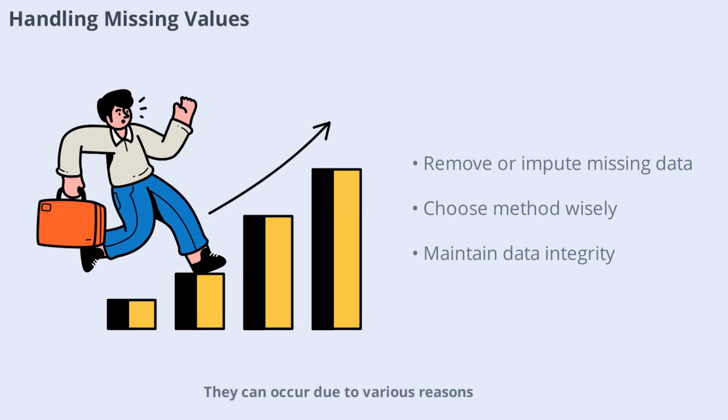Missing values are a common issue in most datasets. They can occur due to various reasons, such as data entry errors or equipment malfunctions. There are several strategies to handle missing values, including removing rows with missing data, filling them with mean or median values, or using more advanced imputation methods. The choice depends on the nature of your data and the impact of missing values on your analysis. Proper handling ensures that your results remain unbiased and accurate.